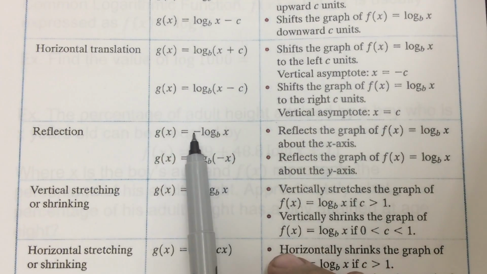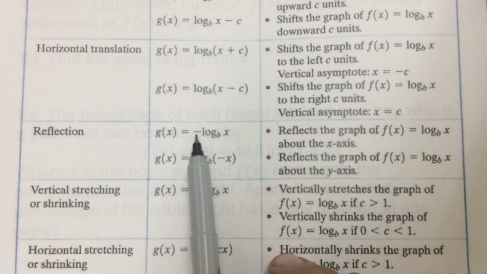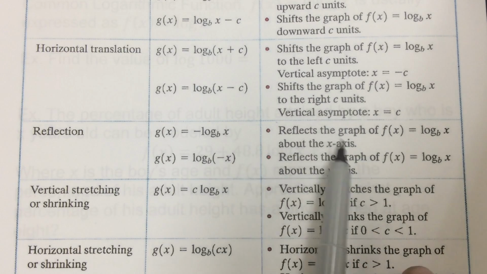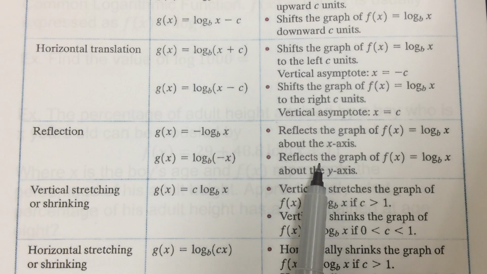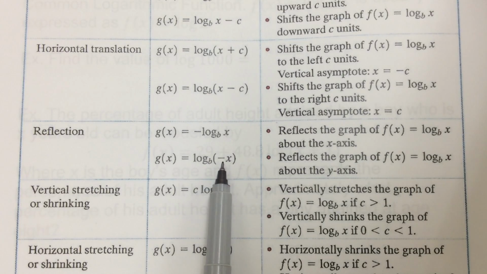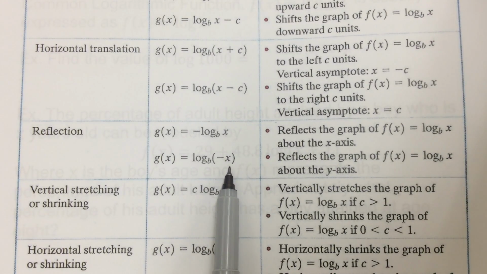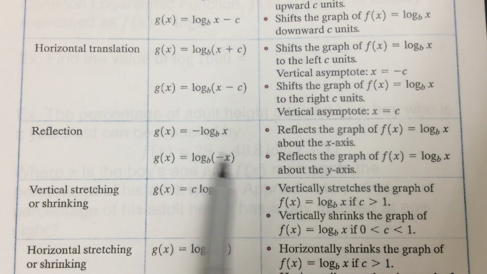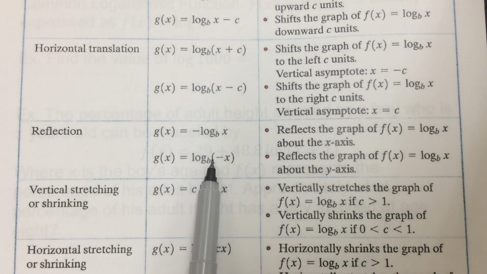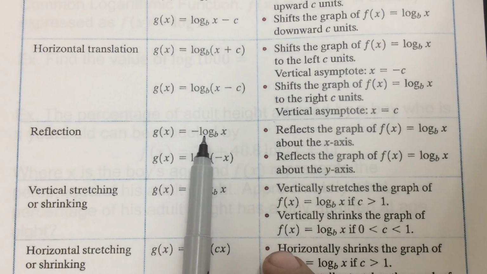If we put a negative on the outside, it's going to reflect across the x-axis, so it'll flip it vertically. On the inside, it'll reflect across the y-axis and flip it horizontally, which makes sense because the outside is vertical and the inside is horizontal. So on the inside, left and right; outside, up or down.